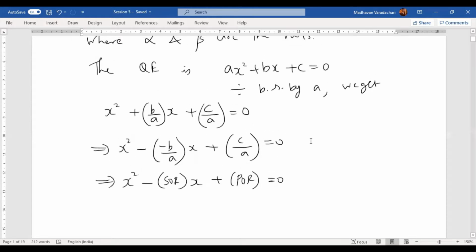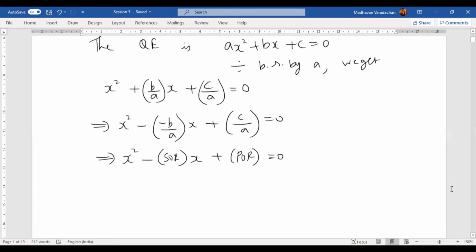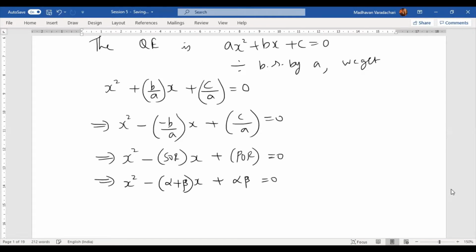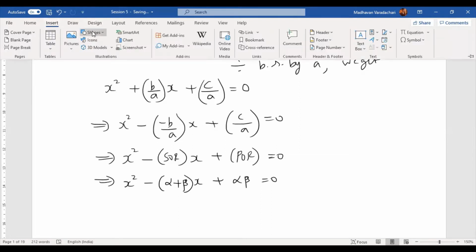So once we have the roots, I can also write this as x square minus alpha plus beta times x plus alpha beta equal to 0. So this will be our desired quadratic equation.